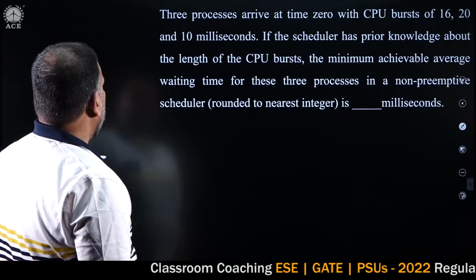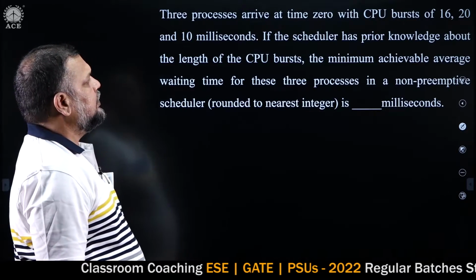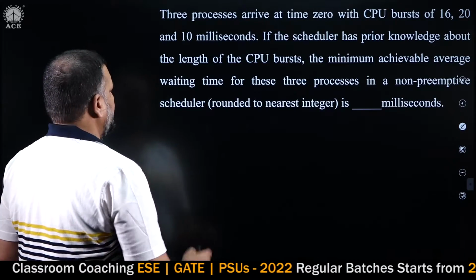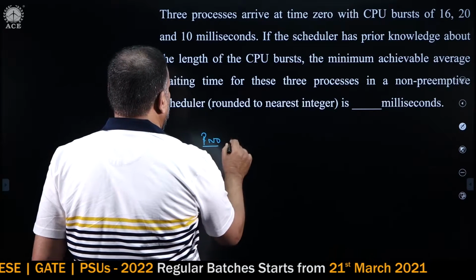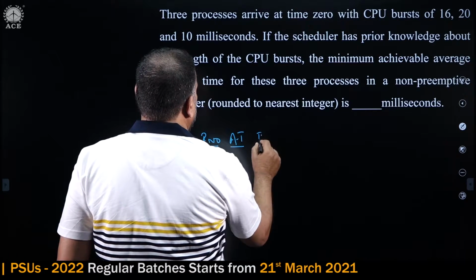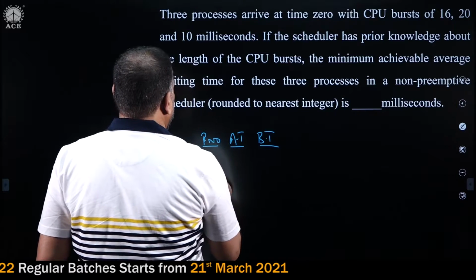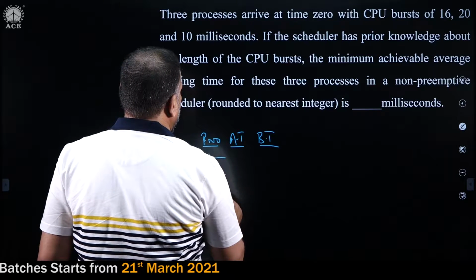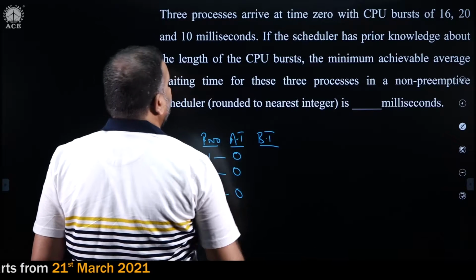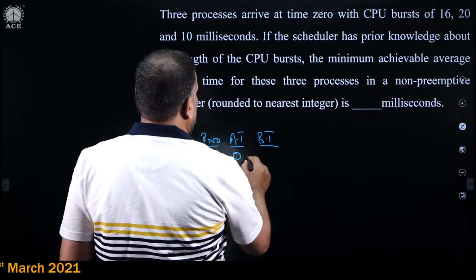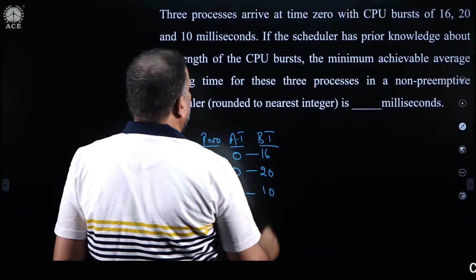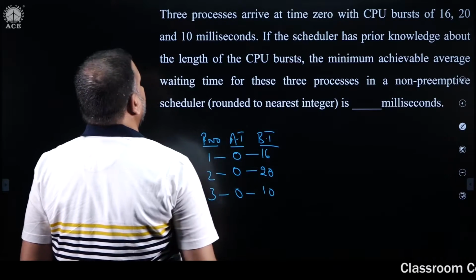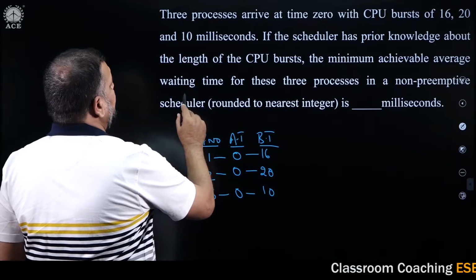Now, look at this problem. The 3 processes arrive at time 0 with burst times of 16, 20 and 10. So, 3 processes, I will write process number, arrival time, burst time: 1, 2, 3, arrival 0, 0, 0, burst 16, 20, 10. Okay.